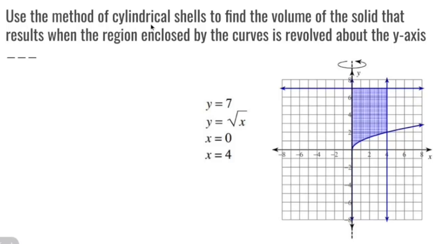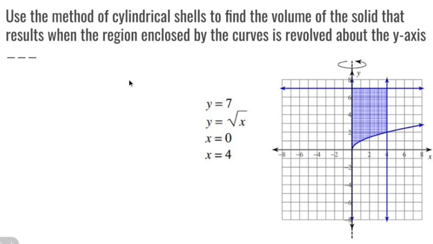Use the method of cylindrical shells, or just regular shells, to find the volume of the solid that results when the region enclosed by the curves is revolved about the y-axis. All right. So we've got ourselves this shape-looking thing created by that line, that curve, enclosed off by 0 and 4. And what we're going to do is rotate this around the y-axis to create some kind of weird 3D top-looking shape that looks like something like that. As you can see, I'm not a gifted artist, but that's basically what we're getting here.